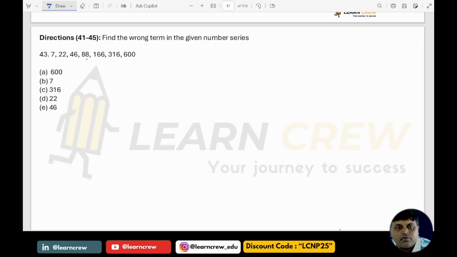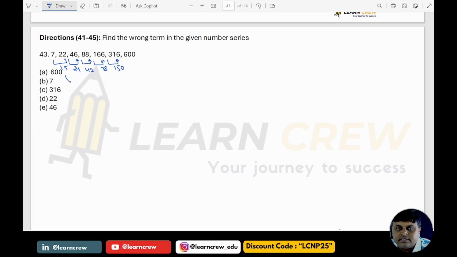7, 22, 46, 88, 166, 316, 600. If you observe here, 7 to 22, difference is how much? 15. 22, 46, difference is 24. 46, 88, difference is 42. 88, 166, difference is 78. 166, 316, difference is 150.